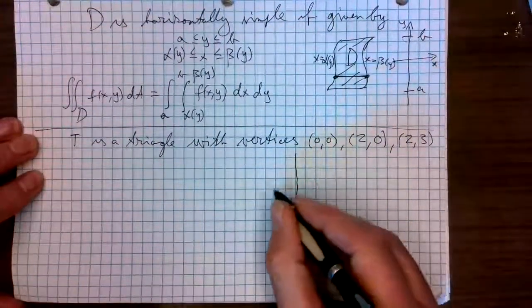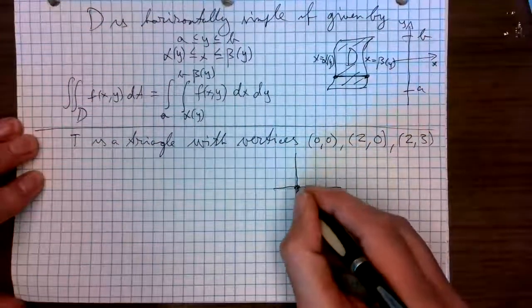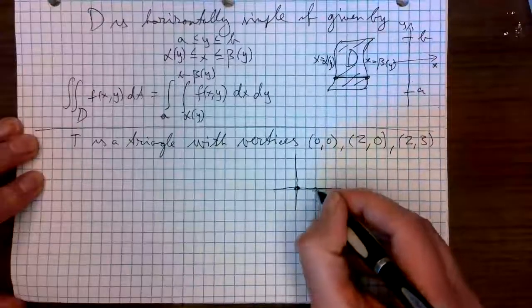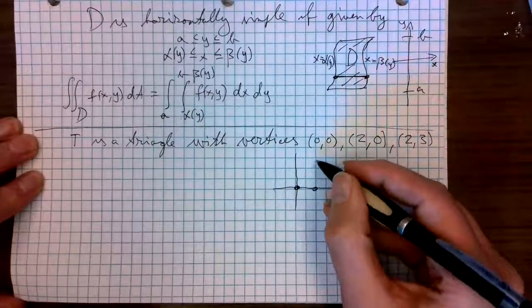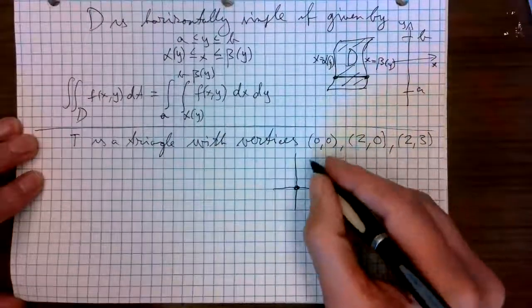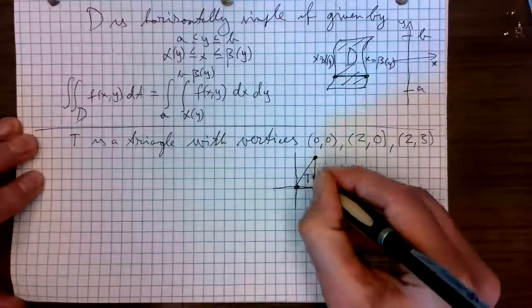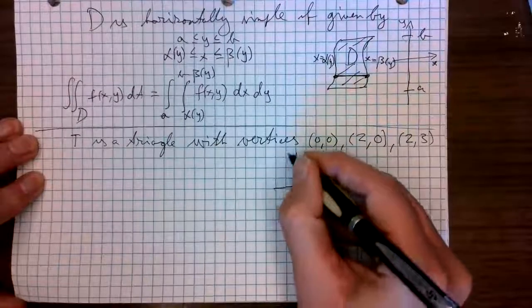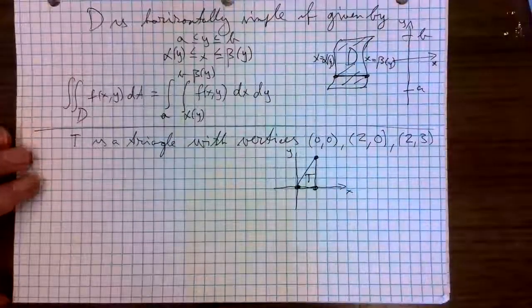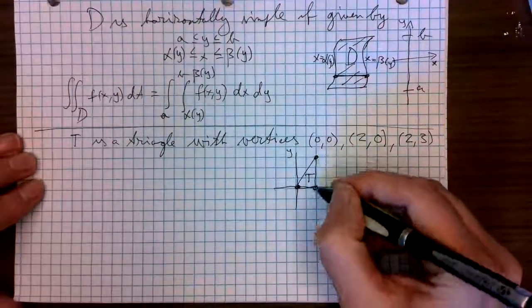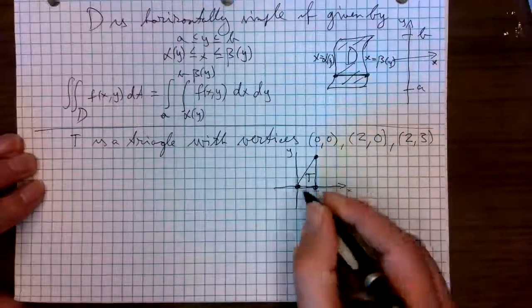Maybe I can use these little boxes. This is 1 vertex, a second vertex, and a third vertex is over here. So this is my triangle T. Okay, and these lines are easy to figure out.